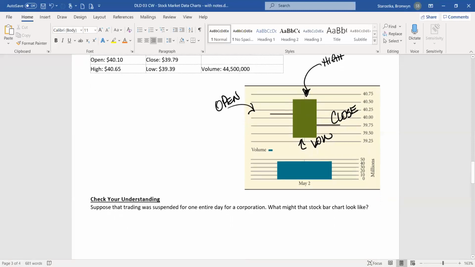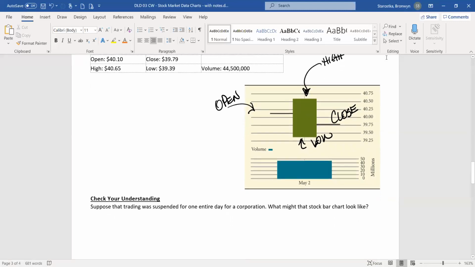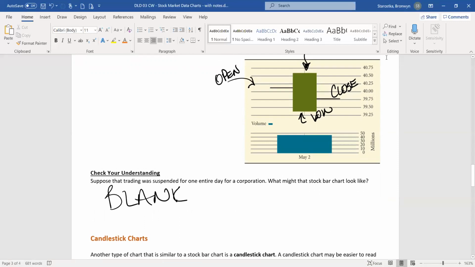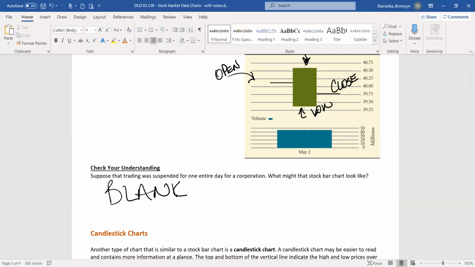And the check your understanding says, suppose that trading was suspended for one entire day of a corporation. What might that stock bar chart look like? It'd be blank. Or you could just have horizontal lines going across. But for that day, if they suspended, there wouldn't be anything in the chart to look at.